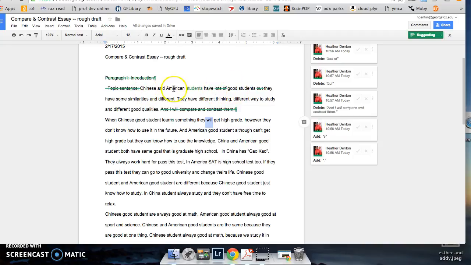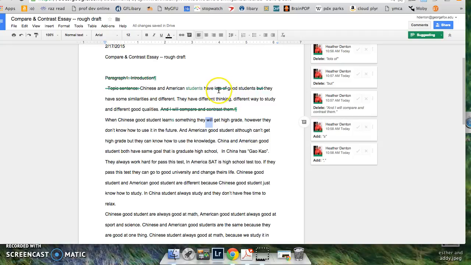I notice here, Chinese and American students have, I want you to use more descriptive language here, many, or a quantity of, anything that's going to be less informal, something more formal than lots of. Have many good students, and I would actually like you to change good into something that's more descriptive as well. But let's just start off initially. Good students, but's not the right word to use here. You would want to use something like however.